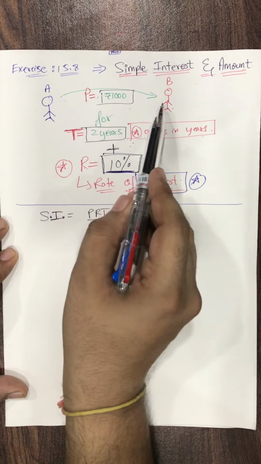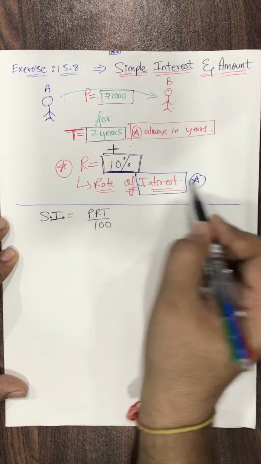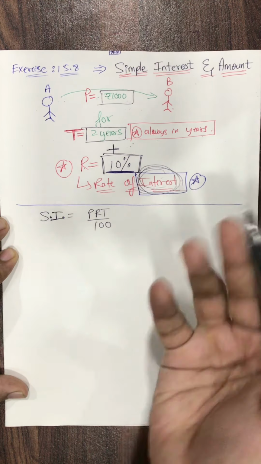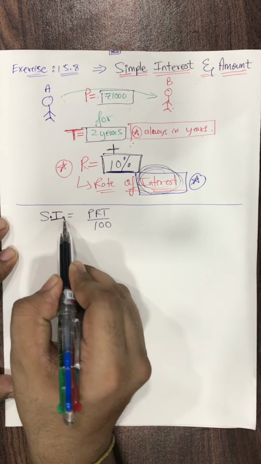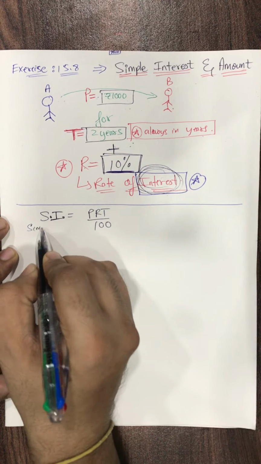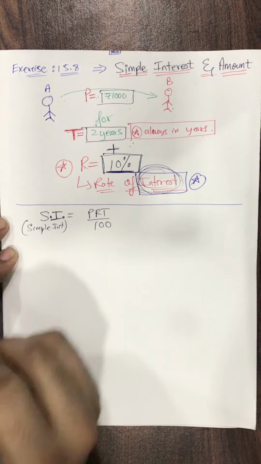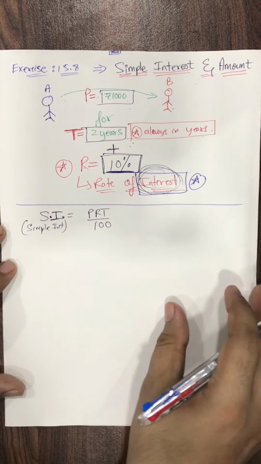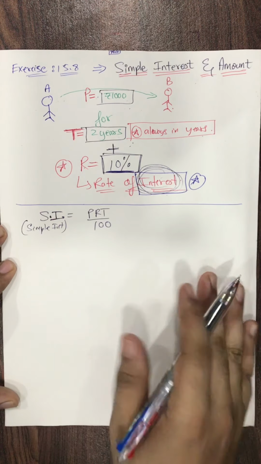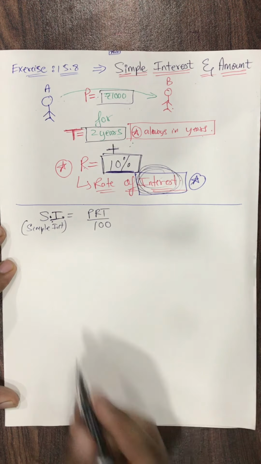Because what A told B was, you will give me 1000 rupees back after 2 years, plus you will also give me interest. What is my profit? Interest. So how to find that interest? That interest is called simple interest. SI, capital SI, abbreviation is allowed. Formula is PRT upon 100. Repeat with me, students, please. Nobody will write anything. Repeat with me. Simple interest ka formula is PRT upon 100.